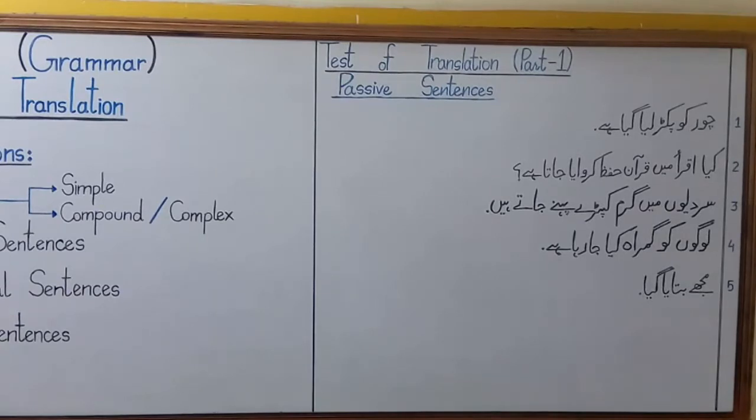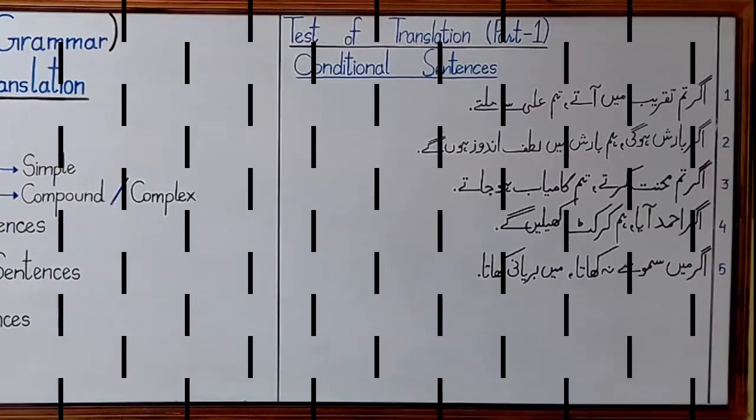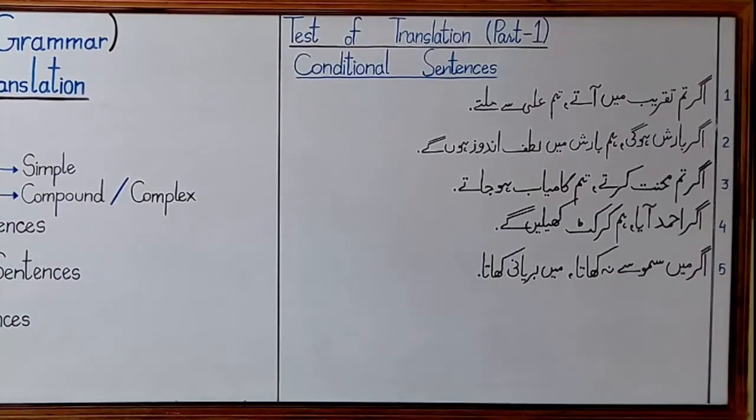Now we will move on to conditional sentences. I have given you some mixed conditional sentences on the board. There are 5 sentences given, and you have to first identify whether this sentence belongs to type 1, type 2 or type 3. And then accordingly, you people have to translate these sentences into English. I hope you must remember the formula of all 3 types of conditional sentences. Let's start from the first sentence.